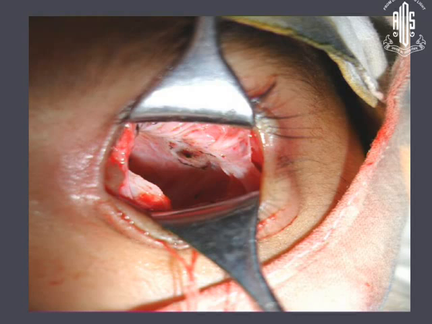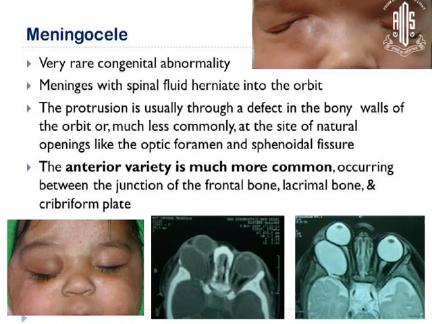Coming to meningocele, meningocele is very rare, and as we know, it is basically meninges with spinal fluid which herniates into the orbit. The anterior meningocele is more common than the posterior, and this is a child with frontoethmoidal meningocele presenting with a lacrimal sac mass. It appears as if this is congenital dacryocele, but this child is suffering from anterior meningocele.